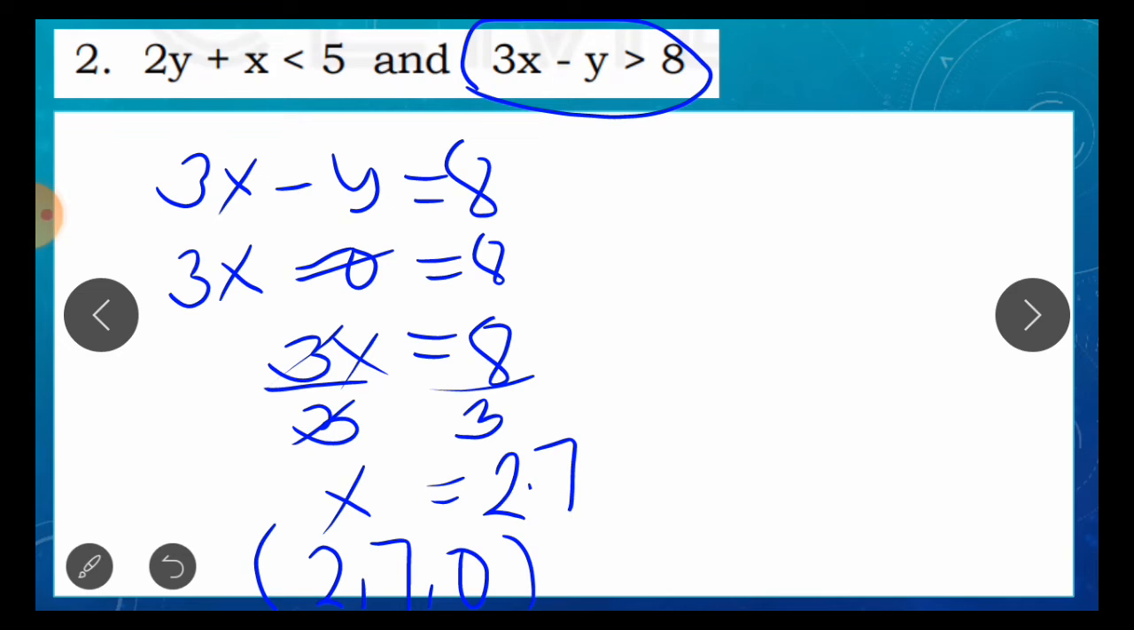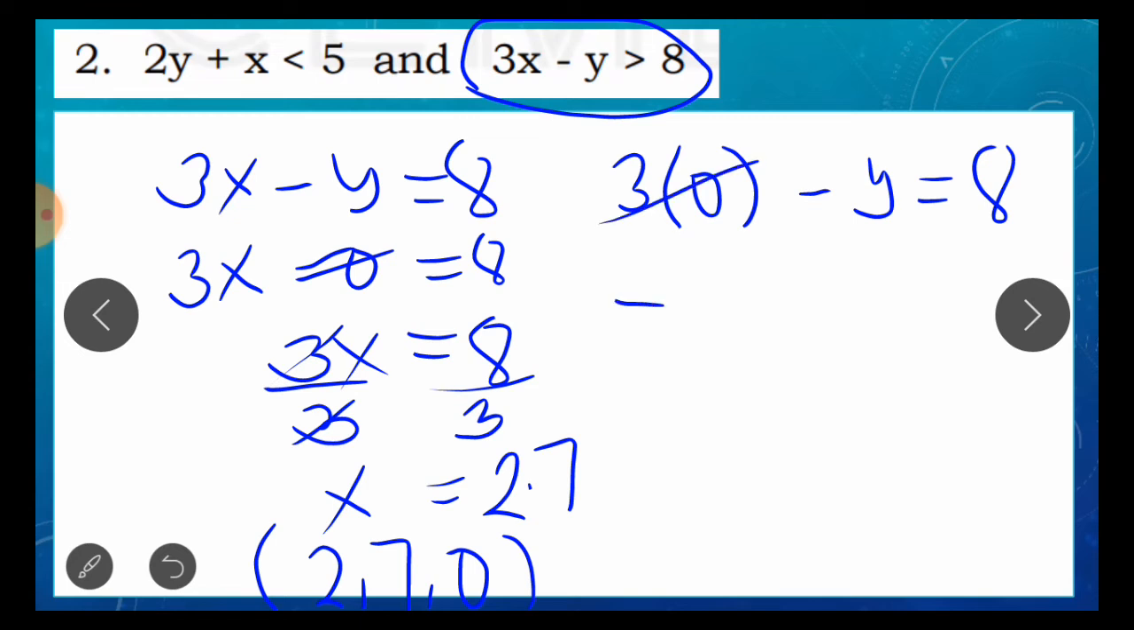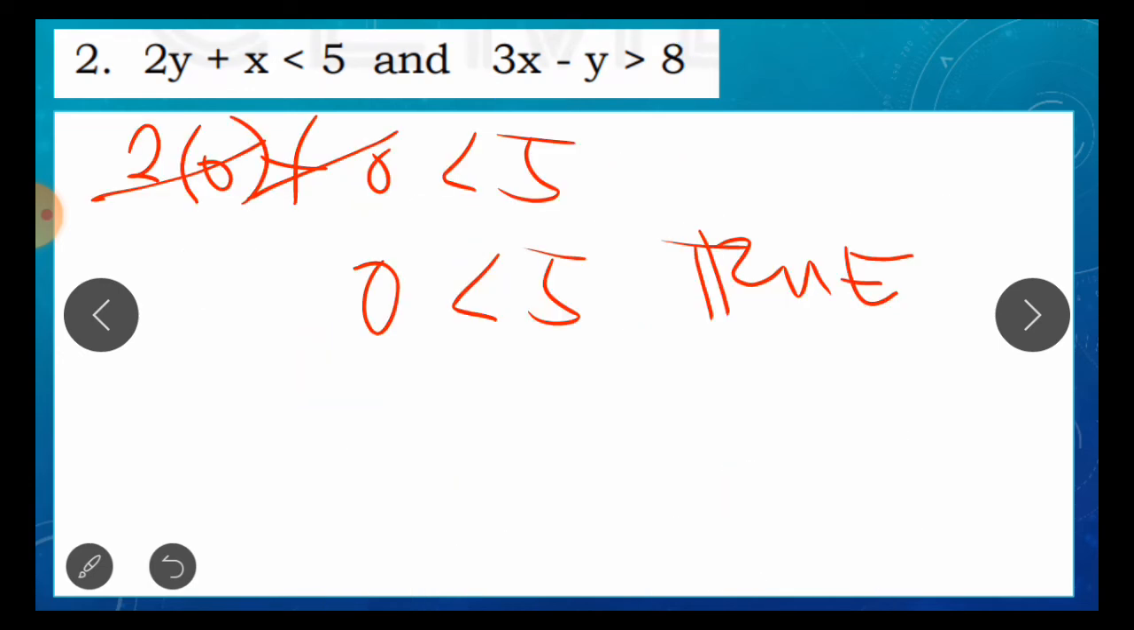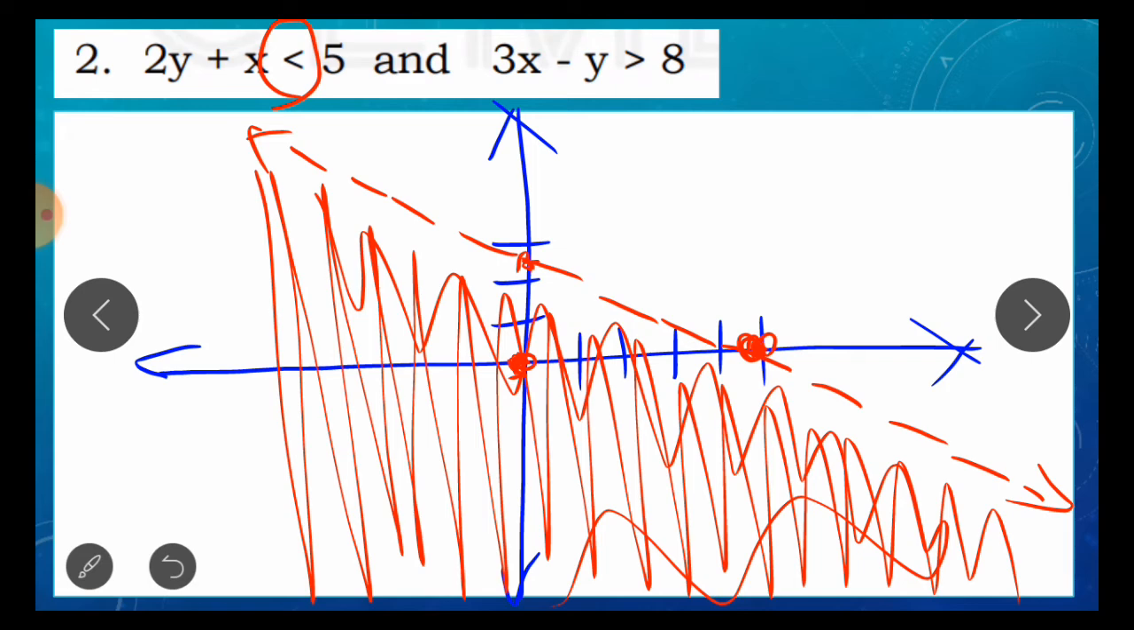Now to find the y-intercept, let's change x to 0. Okay, so this will be cancelled. So negative y equals 8. Divide both sides by negative 1 to make this positive. So y equals negative 8. So therefore, our y-intercept is at 0 of x and negative 8 of y. Okay, so we can now graph this in the same Cartesian plane.